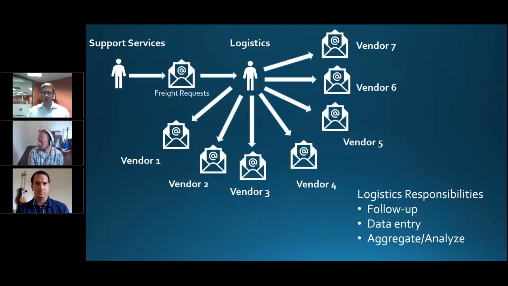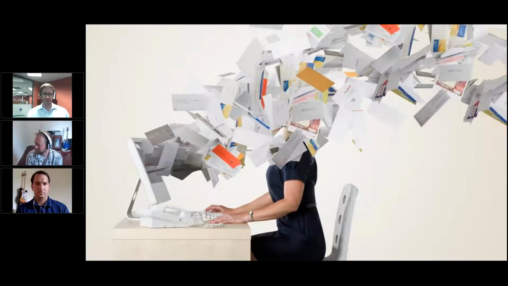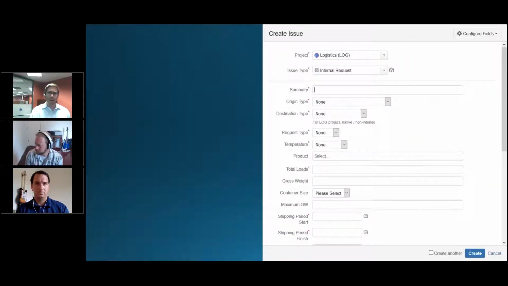It looks really clean on this slide, but when you're doing that multiple times a day for multiple requests, the number of emails keeps multiplying, and this is what it really feels like, right? You've got huge email overload. So we said, all right, we're going to take this process out of email, and we're going to put it into Jira as a first stage. So what does that look like?